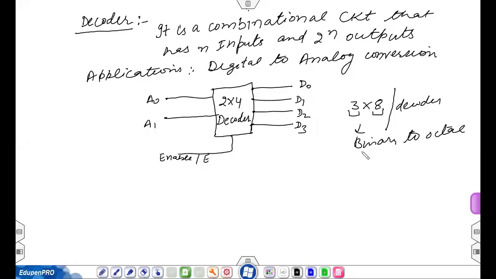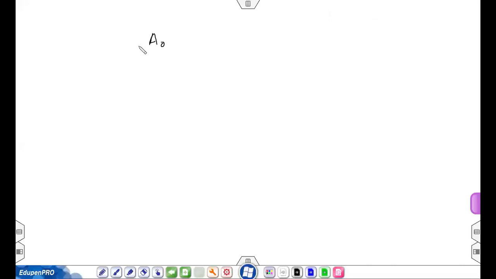Whenever you need to convert a binary system to another number system, we can use a decoder. It can be used for converting binary to octal. Then suppose you are using a 4 to 16 decoder, it can be used to convert from binary to hexadecimal. So you have inputs A1, A0, the outputs D0, D1, D2, D3, and one enable.